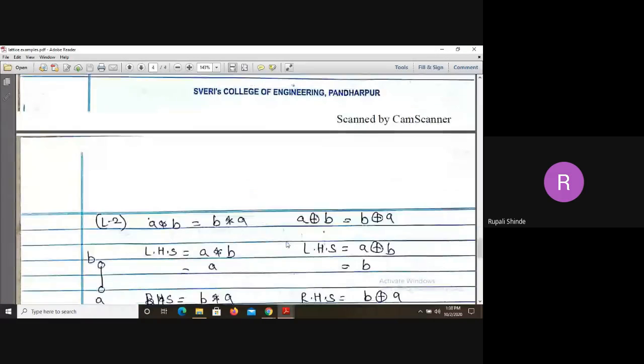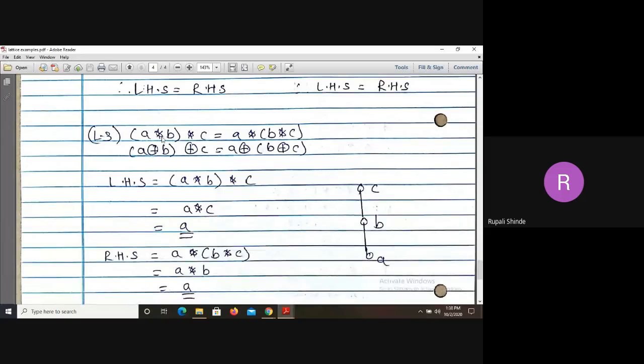We can consider here. So first we will consider meet operation. For this meet operation, LHS is taken as A star B star C. First of all, we have to consider a lattice that is containing three elements A, B, C. Those three elements are written here. Now value for A star B. What is the value for this operation? A star B, that is greatest lower bound of these two elements, and that answer is A. So answer for this whole bracket is A.